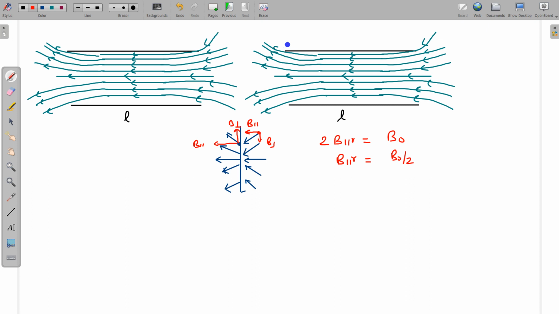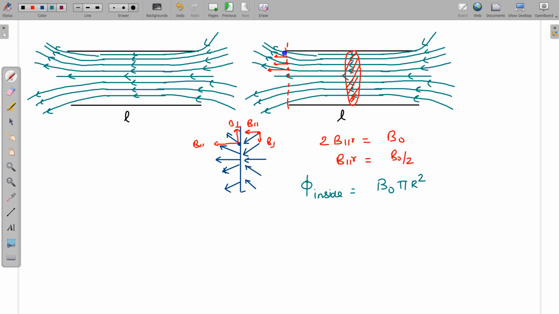So in general, at the end point, the component along the axis is equal to B naught by 2. This component is B naught by 2, this component is B naught by 2. All these components which are parallel to the axis are B naught by 2 here. So from here we can easily find the flux in the interior, or in the central region, where the magnetic field we can treat as uniform. This flux inside, because the magnetic field is uniform, is easily found as B naught into pi r square.